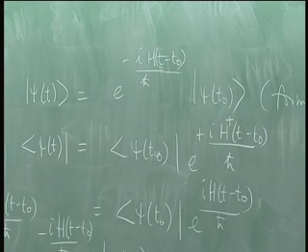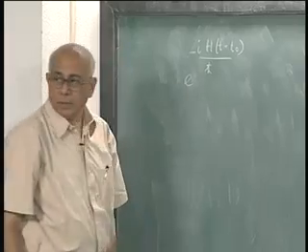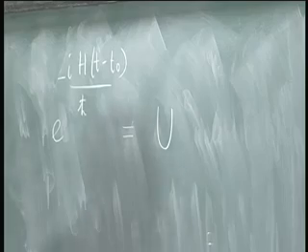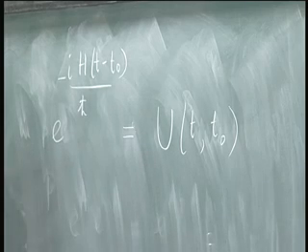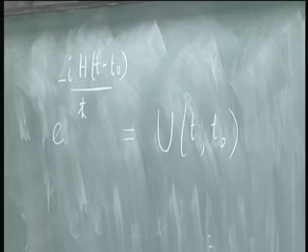And what does that mean? We could regard this operator, e to the power minus i H (t minus t naught) over h cross, as an operator, let us call it U(t, t naught). It depends on t and t naught, though it happens to depend only on the difference t minus t naught in this simple case. This operator takes the state of a system from what it was at time t0 to what it is at time t.